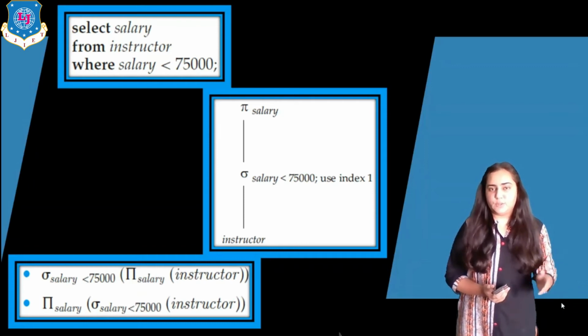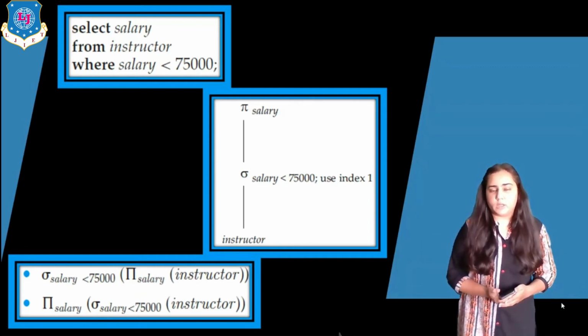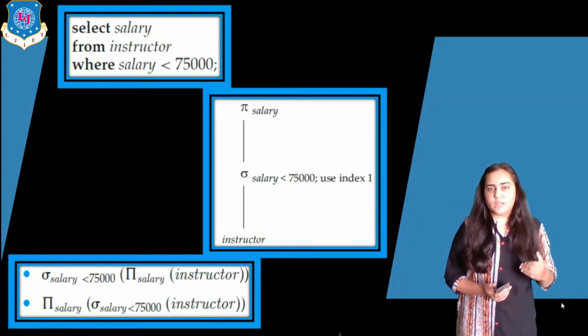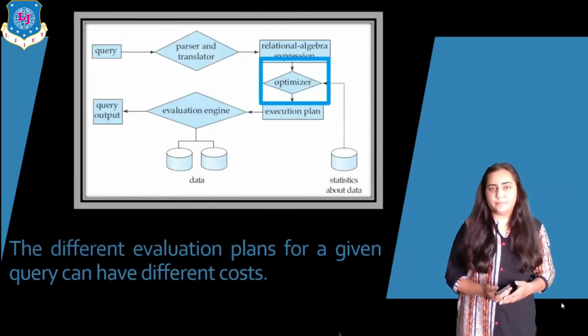So after doing that, the pi operation is applied. So this is how you can create an evaluation plan, and this is how the software that you use for a database is creating an evaluation plan.